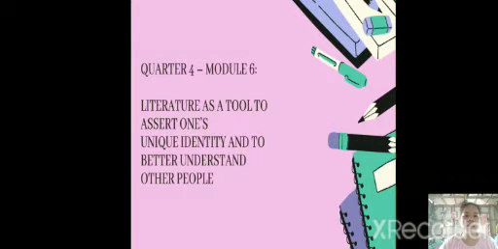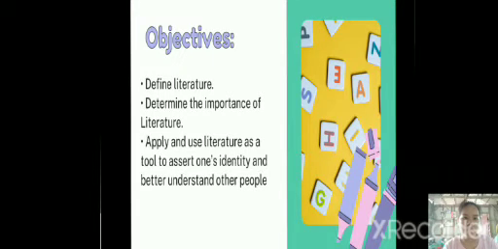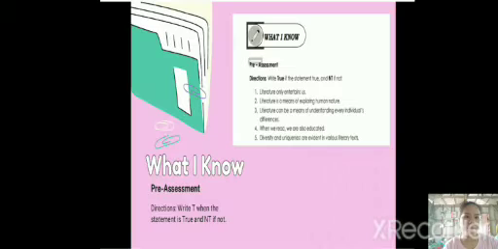Q4 Module 6: Literature is a tool to assert one's unique identity and to better understand other people. Objectives: define literature, determine the importance of literature, and apply and use literature as a tool to assert one's identity and better understand other people.